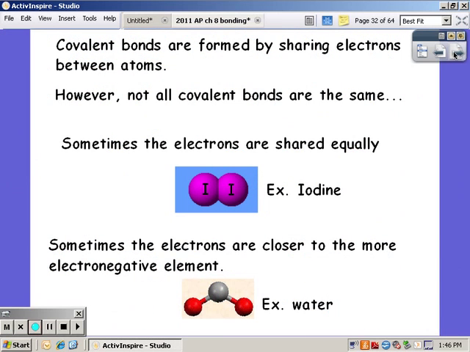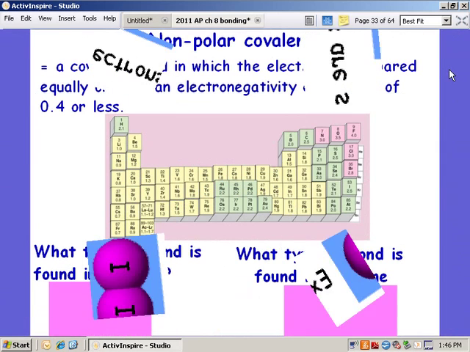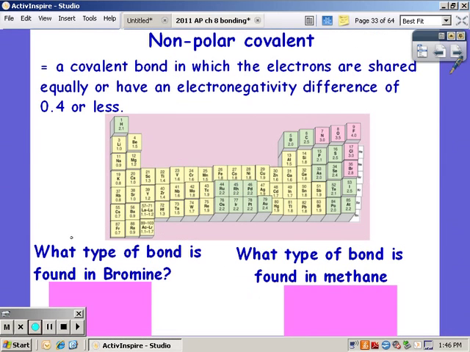Covalent bonds are formed when electrons are shared between atoms. However, not all covalent bonds are the same. Sometimes the electrons are shared equally, such as in iodine, and sometimes the electrons are closer to the more electronegative atom, such as in water.